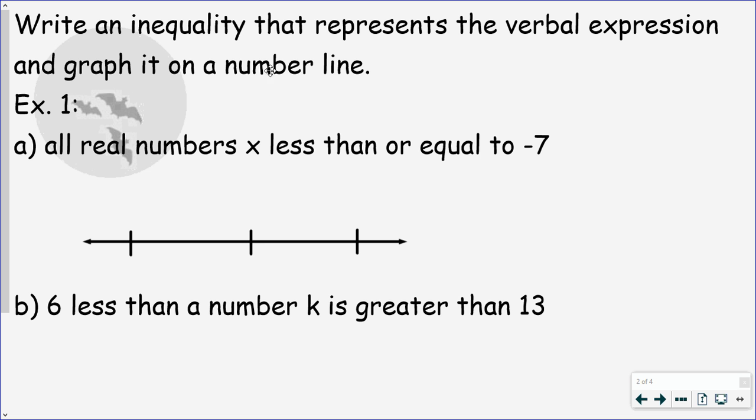This says write an inequality that represents the verbal expression and graph it on a number line. All real numbers x less than or equal to -7. So we just want to write this as an inequality. So we say x less than or equal to is this symbol, and then -7. So x is less than or equal to -7.